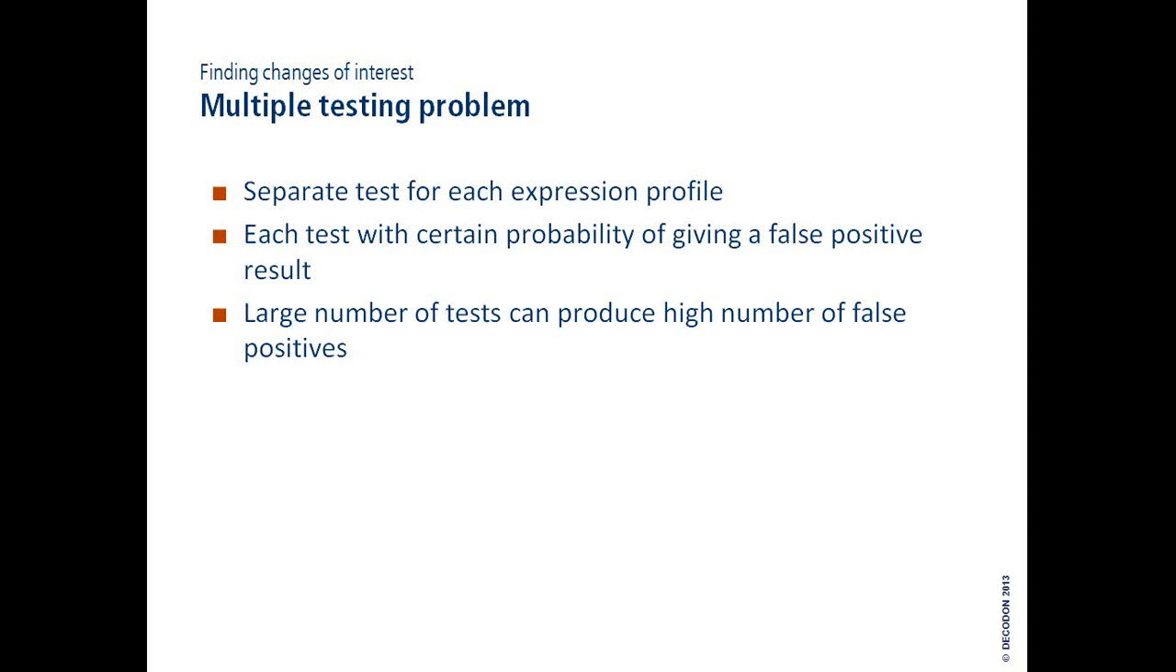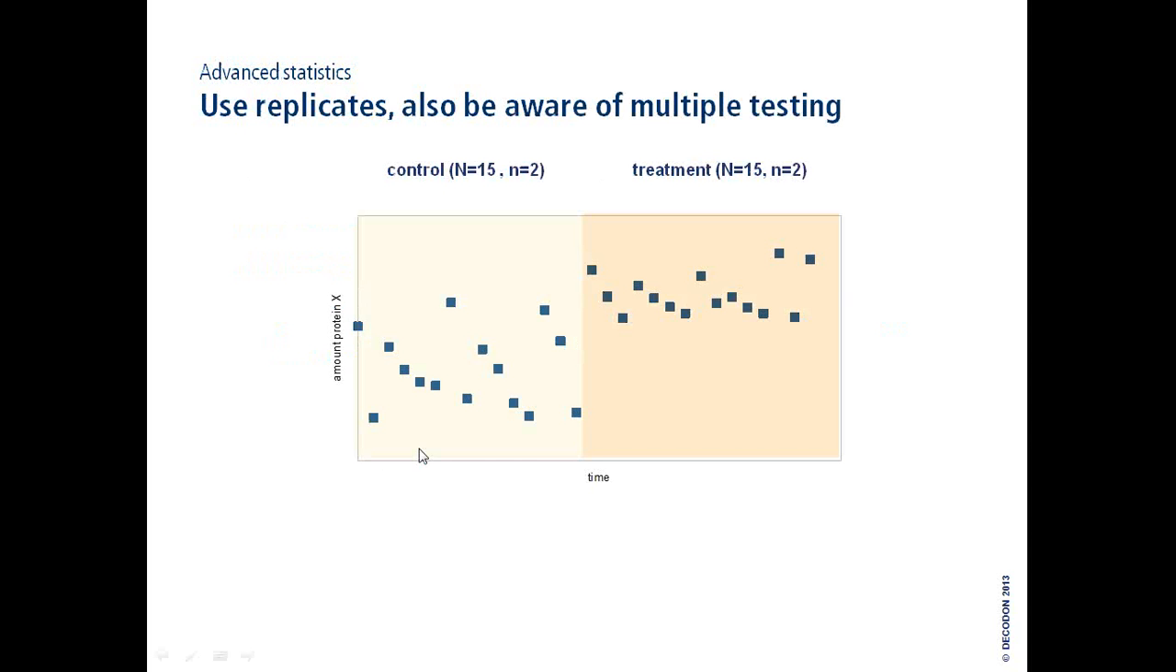And this multiple testing problem should be dealt with. There are methods for it, and I will show them on one of the next slides. Furthermore, you should use replicates. As an example, if we just have two certain populations, one is the control and one is the treatment, and each includes 15 individuals, then if we just take two replicates, we just measure two of them, we might, just by random, take these orange circled values. And then we would say, okay, there's no change at all between control and treatment. They all have the same level.